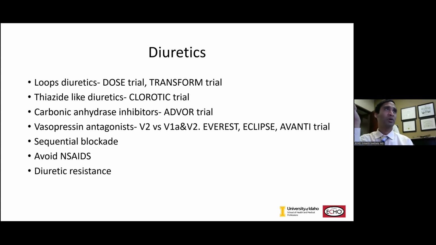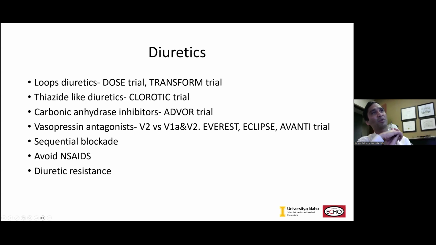And drip versus intermittent boluses. With a drip, you may be able to achieve diuresis more quickly, but you are taking a higher risk of slightly higher creatinine. And the TRANSFORM trial tried to compare torsemide versus furosemide. They did not find any major difference. All of us in our clinical practice see that torsemide works better than Lasix, but in reality, the trial did not show any major difference.